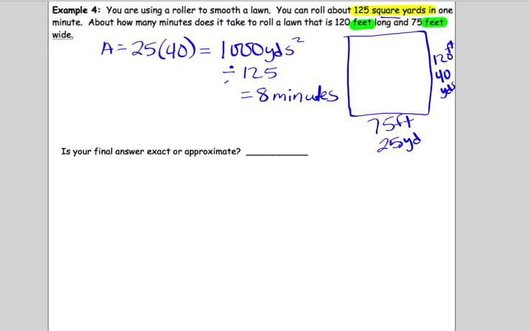Then it asks, is your final answer exact or approximate? Well, you're thinking maybe 8. That was a nice, pretty number. Seems like an exact answer. But in the problem, it says you can roll about. That means your speed could vary. So this is going to be an approximate answer.